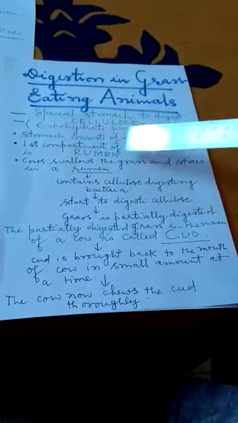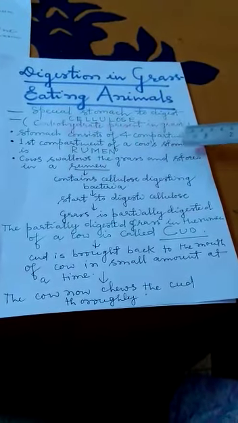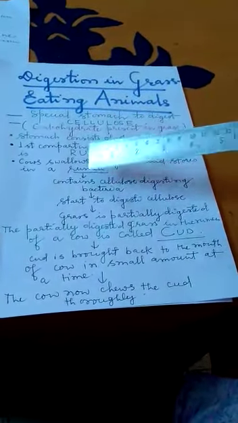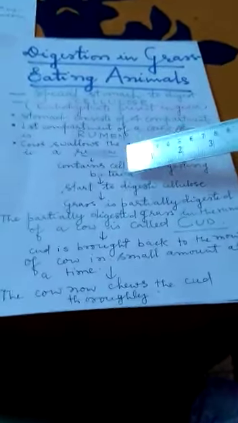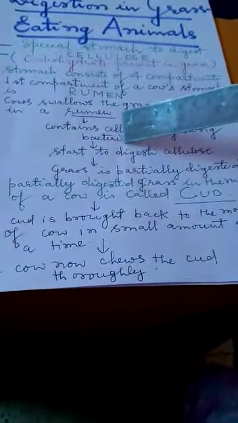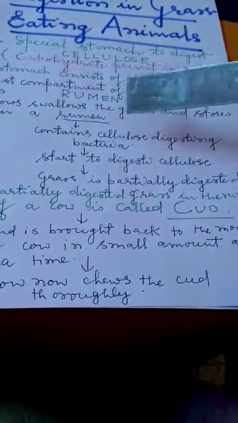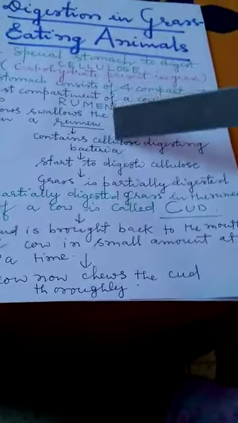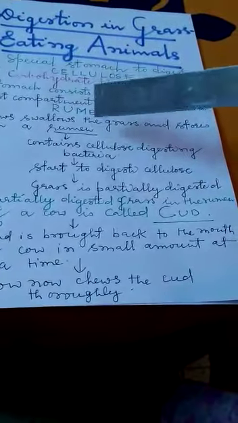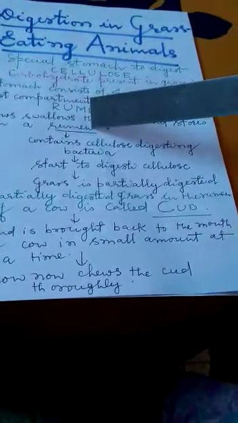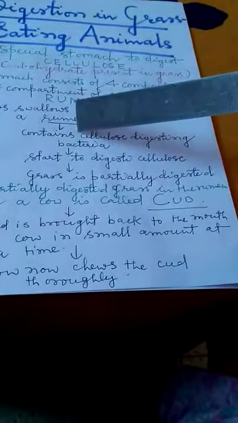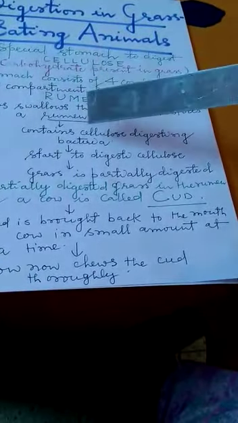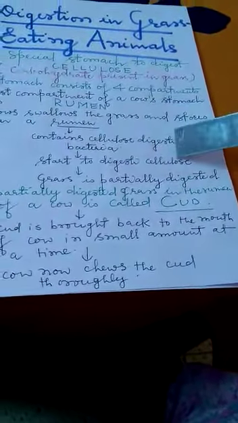So first the cow swallows the green grass and stores it in the rumen. And the rumen contains cellulose digesting bacteria. That is a very entirely different thing. That is the major difference between a human digestive system and a ruminant. So the first part of the stomach, that is rumen, contains cellulose digesting bacteria, and when it eats grass, the rumen starts to digest cellulose.